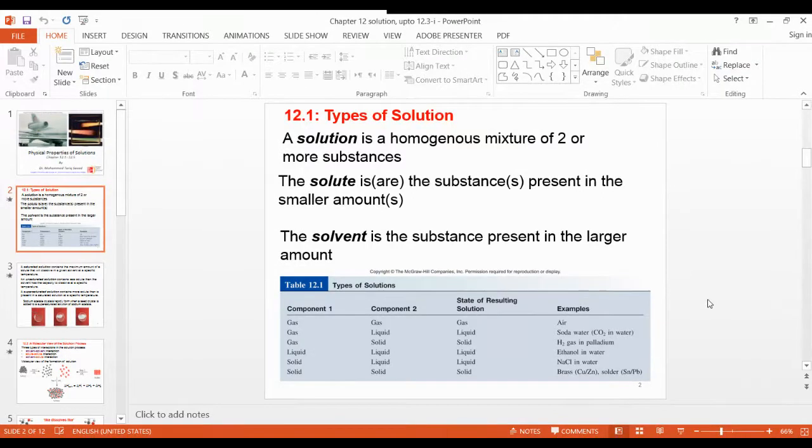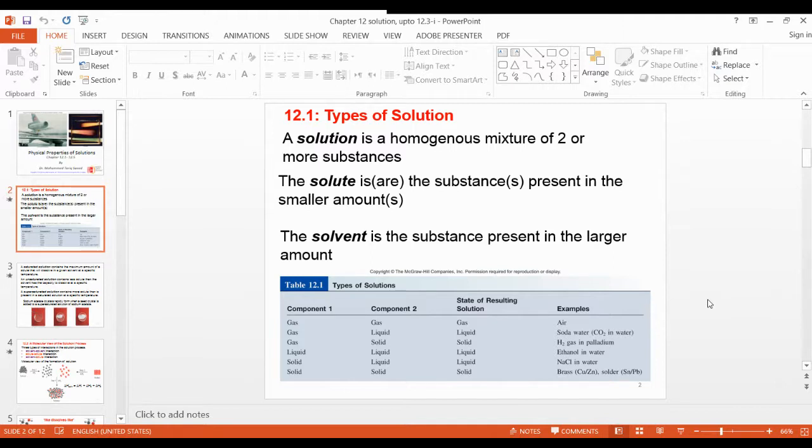Gas, right? Number one, component one; component two; and the state of the resulting solution. Example here, air. So in the air, this is the gas, and the second component is also gas, the third component is also gas.